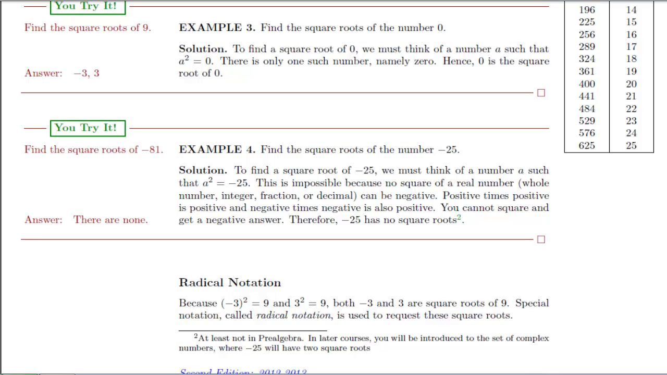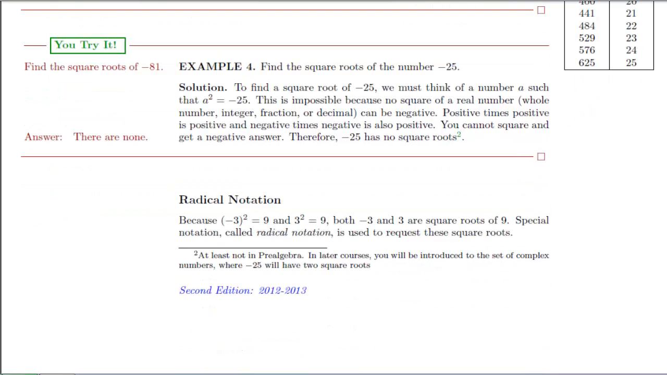Example 4. Find the square roots of the number negative 25. Solution. To find a square root of negative 25, we must think of a number a such that a squared equals negative 25. This is impossible because no square of a real number, whole number, integer, fraction, or decimal can be negative. Positive times positive is positive, and negative times a negative is also positive. You cannot square and get a negative answer, therefore negative 25 has no square roots.